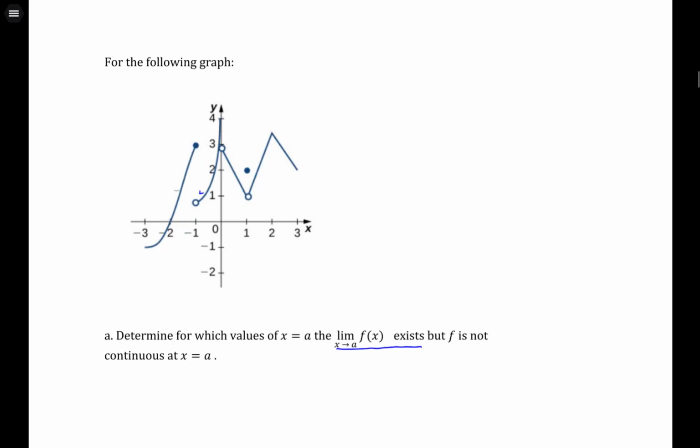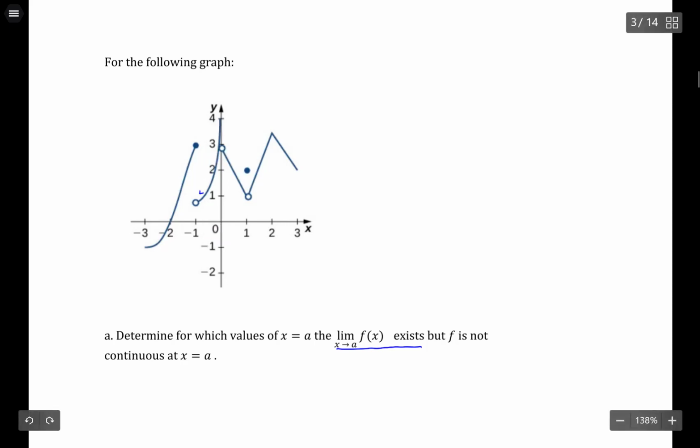Here's another point where something's happening, so at 0. The limit from the left, however, looks like it might stop at 4, it might go to positive infinity, but it doesn't really matter because the limit from the right is going to about 3. They don't agree with one another, so that limit would not exist either.